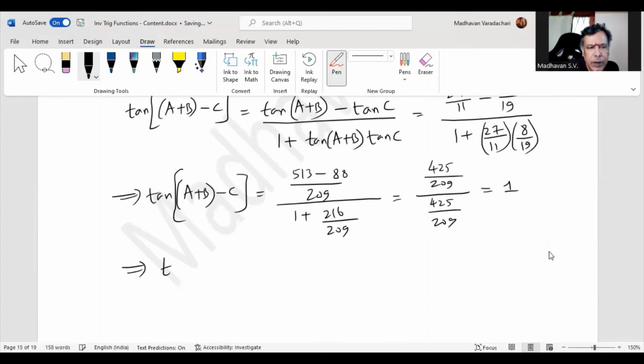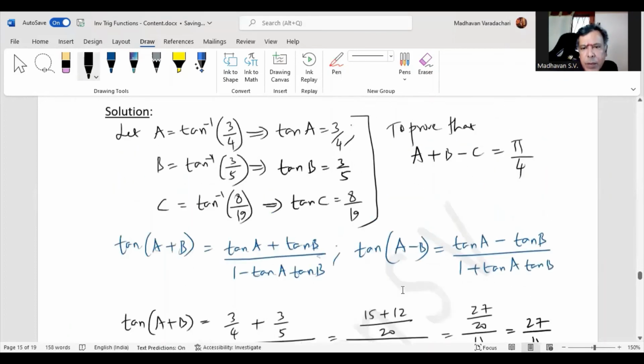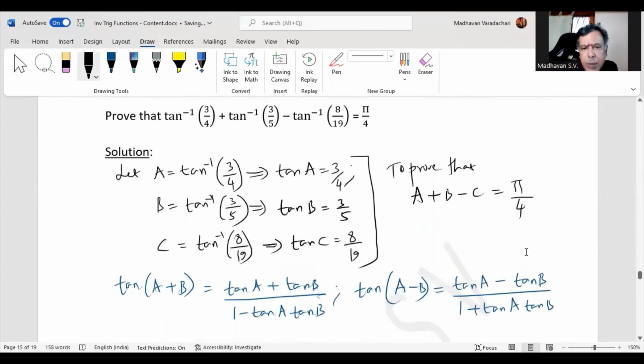I will write A plus B minus C is nothing but tan inverse of 1. Tan inverse of 1 is pi by 4. Now A plus B minus C is pi by 4. That is what we are supposed to prove. A plus B minus C is pi by 4.